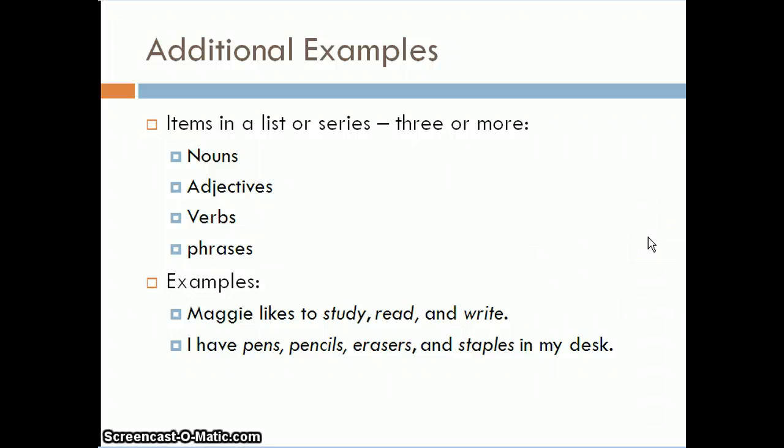We also use parallel structure whenever we have items in a list or a series. So if we have 3 or more nouns, 3 or more adjectives, 3 or more verbs, 3 or more phrases, we would use parallel structure. A couple of examples here. Maggie likes to study, read, and write. So there we have clearly 3 verbs: study, read, and write. Another example, I have pens, pencils, erasers, and staples in my desk. There I've got a list of items, in this case all nouns.